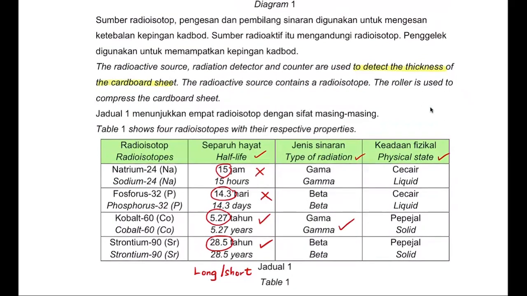Beta is okay, it can still penetrate the paper, but if the thickness of the paper, the roll of paper is too thick, I'm afraid that beta radiation will not be able to penetrate through. So the best one is gamma. Okay, the best one is gamma ray. Beta, we will eliminate that choice.